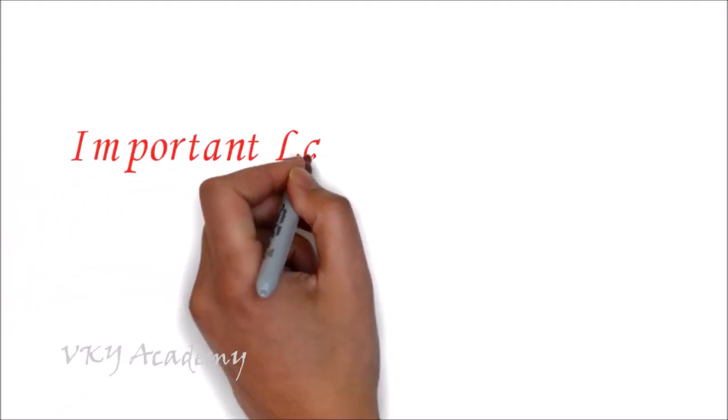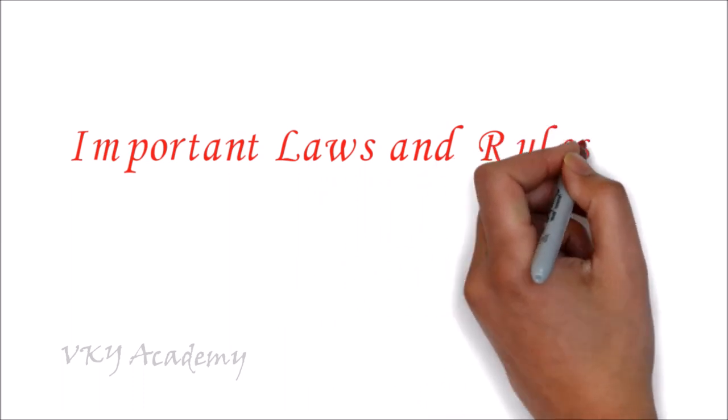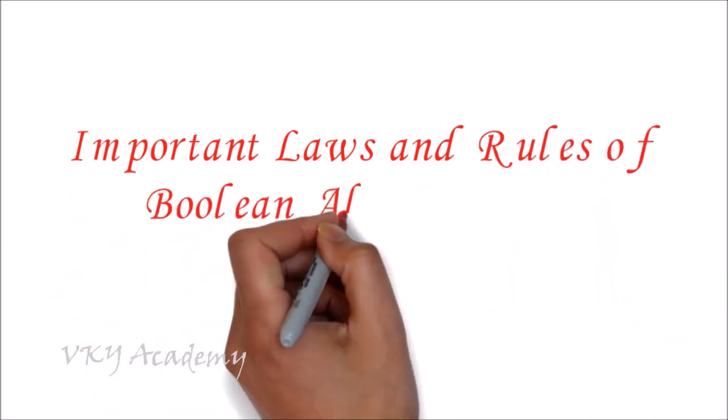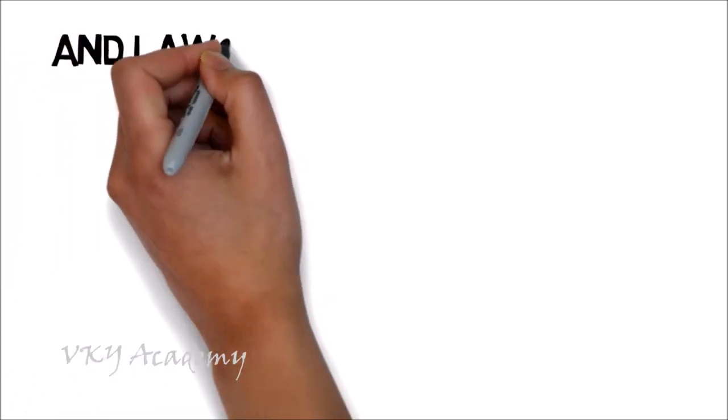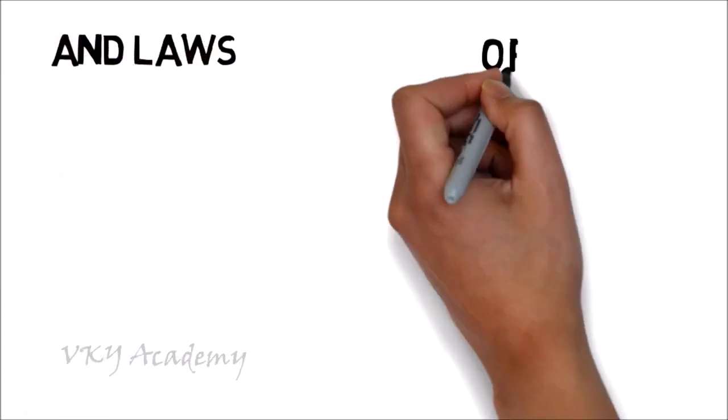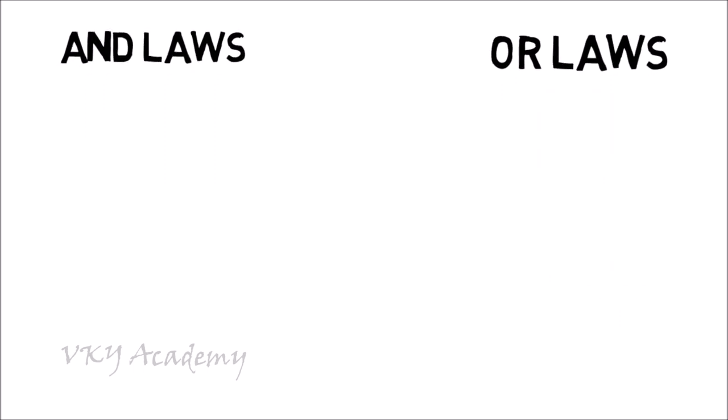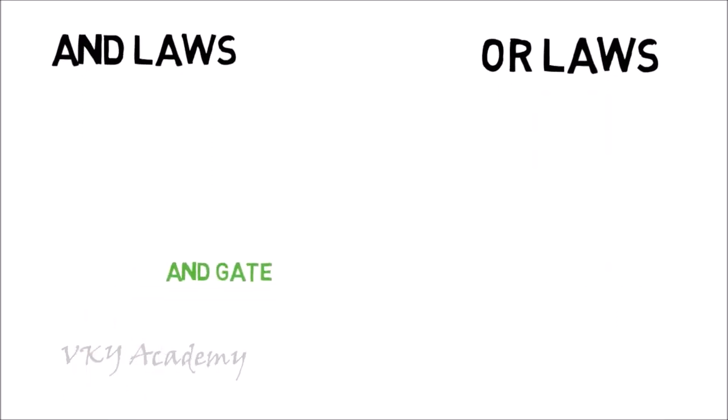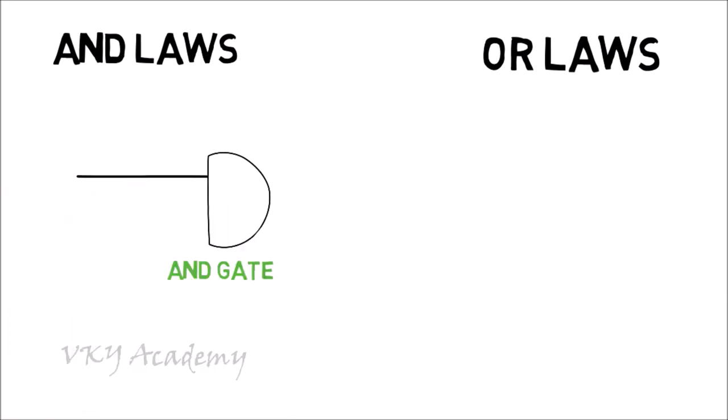In this lecture, we will discuss some important laws and rules of Boolean algebra. Boolean algebra laws and rules are mainly divided into two categories: AND laws and OR laws. To understand the laws, we need to understand the behavior of an AND gate.